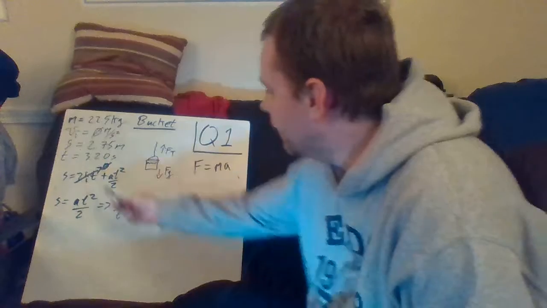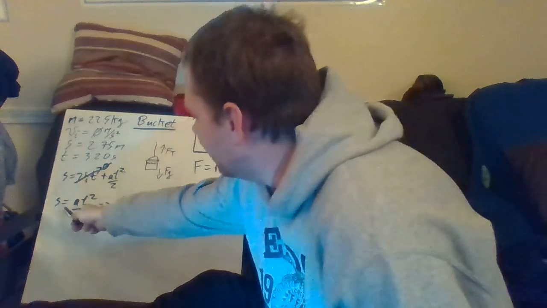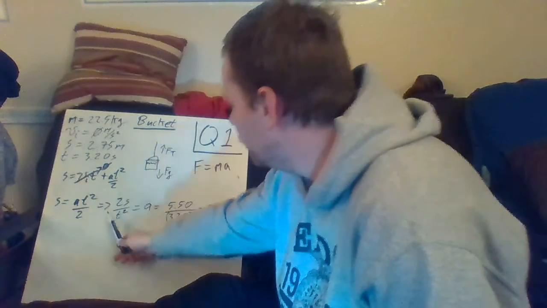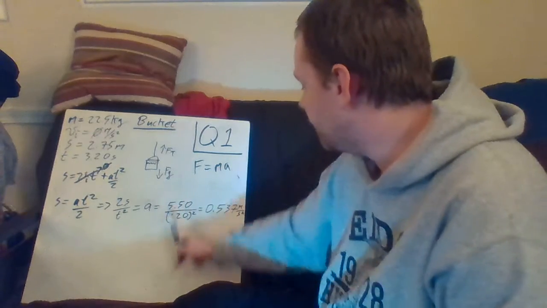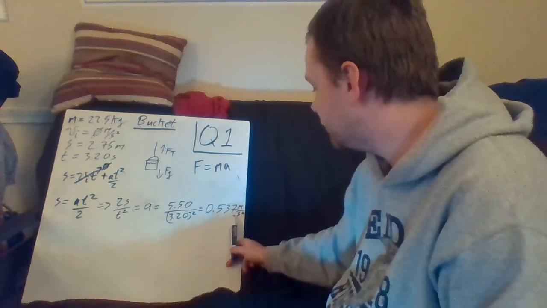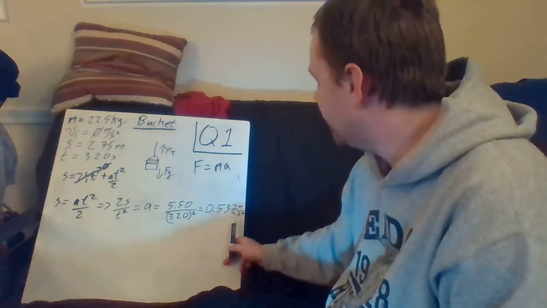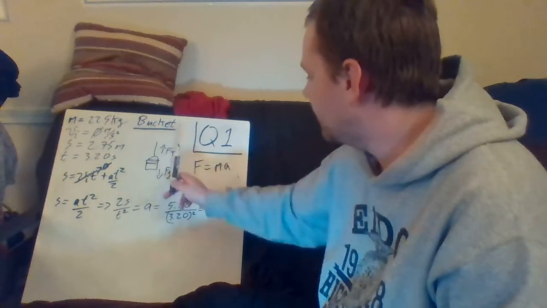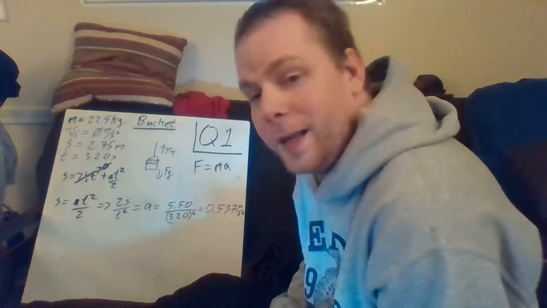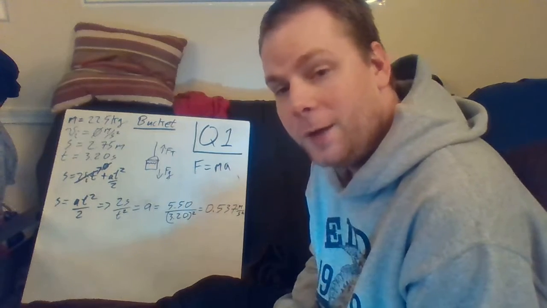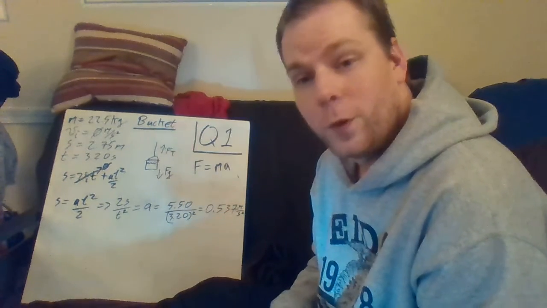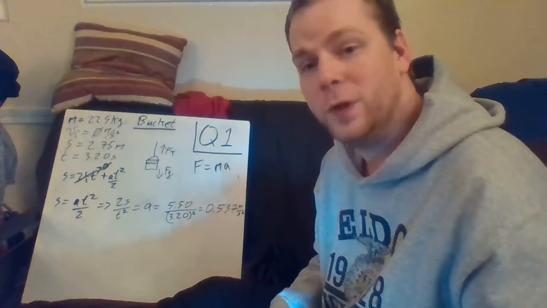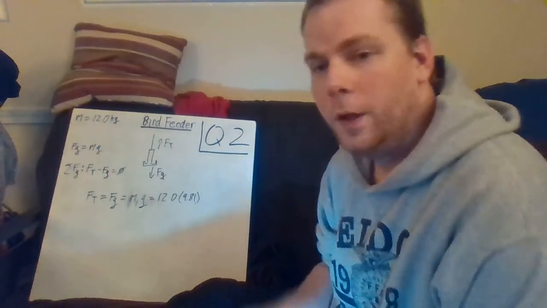So that worked out here. S is equal to AT squared over 2, which converts to 2S over T squared. Plug the numbers in, and we get that the acceleration is 0.537. Take that times our given mass of 22.5 kilograms, and that will give us our applied force here, or the tension force. So that is it for quiz 1, which brings us to quiz 2.